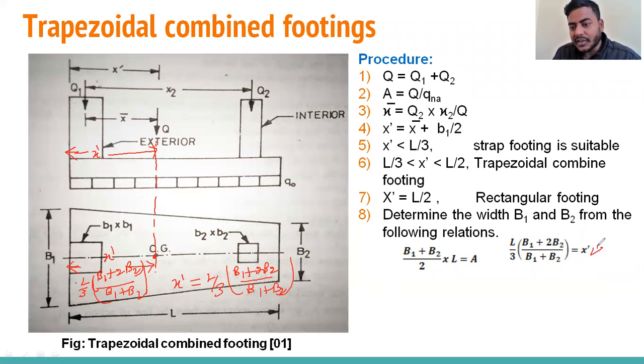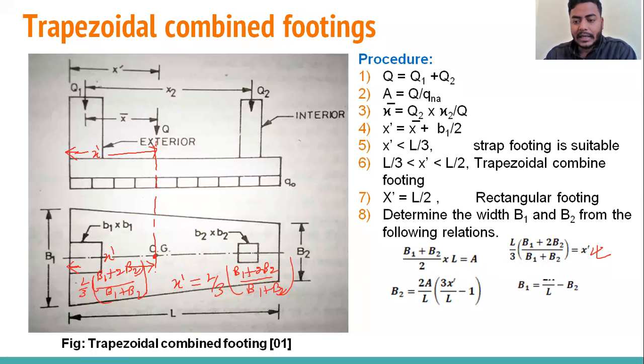By using this relation, it means the uniform pressure distribution condition has already been considered, right? So by using these two relations, we can find B2. We have the L x dash, so we can find B2. Once we have B2, we can calculate B1, right? So now we have B1 and B2.